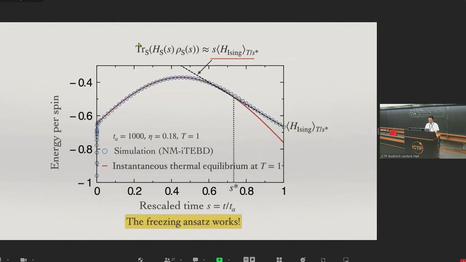So we apply this theoretical result to understand the numerical results. This dashed line shows the previous result I showed previously, and the energy after freezing time can be written by the thermal energy of Ising Hamiltonian multiplied by time. The numerical results follow this dashed line. This shows that the freezing ansatz, freezing approximation, works to explain the time evolution.